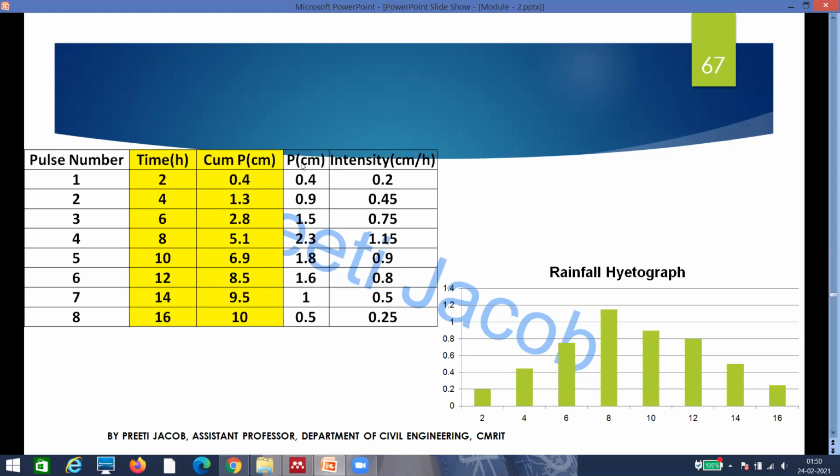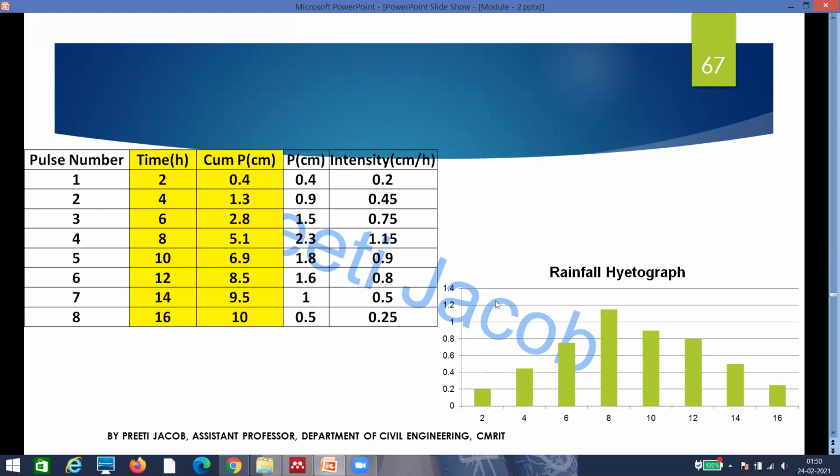Here, the rainfall for 2 hours is 0.2, so 0.2 divided by 2. The data is given for every 2 hours, so you're dividing by 2. Similarly, 0.9 divided by 2, you get 0.45. Now, once you have tabulated it, if you wish, you can have it in decreasing order. Otherwise, you can just take the data as it is.